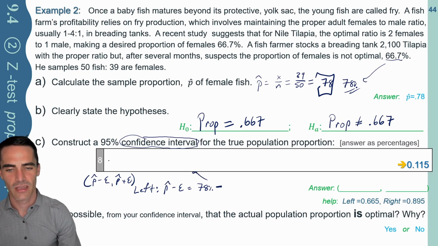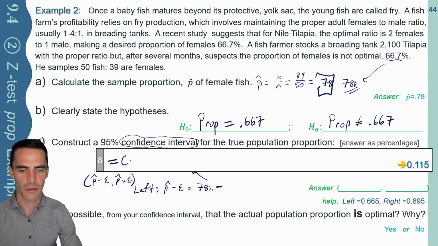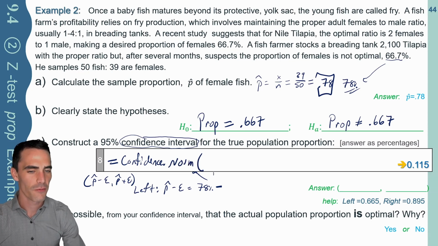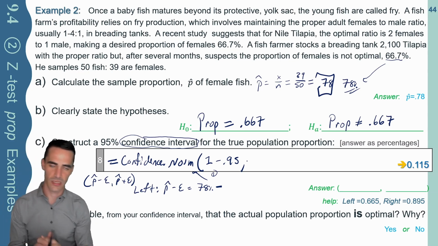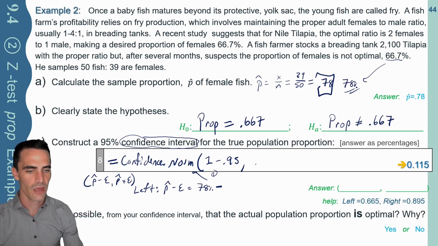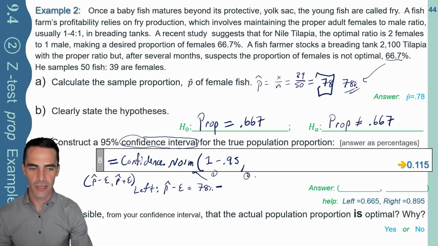Let me write it like this, equals, it's a little bit of a throwback here, so bear with me. It should be equals confidence dot norm. For proportions, these things should always be normally distributed. The first input I should have is 1 minus beta, so it's going to be 1 minus 0.95. And again, I'd encourage you, if you'd like to hop on Excel, see if you can get the same answer as I do here. The second ingredient is a bit involved. It's the standard deviation of the sample proportions. I'll write out the formula.